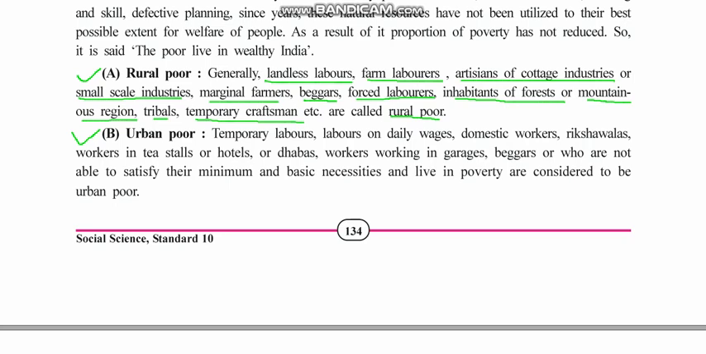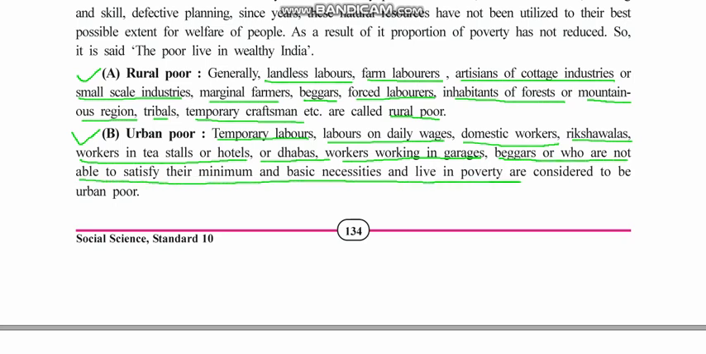Who are termed as urban poor? Temporary laborers who do not have a proper job, laborers on daily wages. Those people are earning day to day, right? Domestic workers, workers at our homes, like those kaam wala bhais who come to our places, rickshawalas, workers at tea stalls or hotels or dhabas, workers in garages, beggars, or those who are not able to satisfy their minimum basic necessities and are living in poverty are considered to be urban poor.